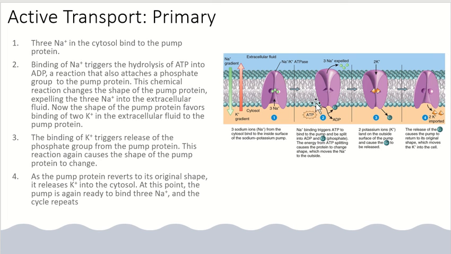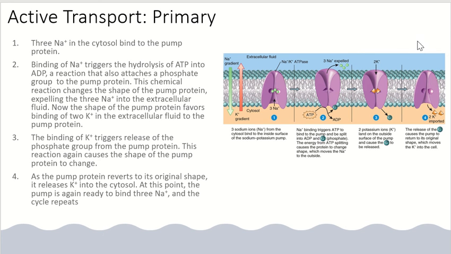So ATP is going to be hydrolyzed to produce ADP and one phosphate group. This phosphate group is going to use that energy to power our pump protein. This chemical reaction, when we have our phosphate group added, is going to result in a change in shape of our pump protein, and this is going to expel our 3 sodium ions into the extracellular fluid.